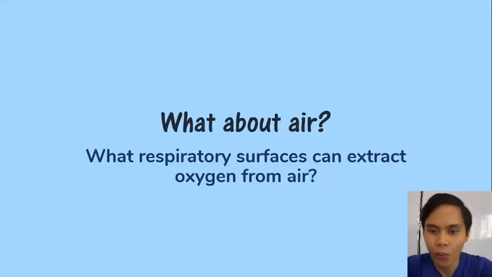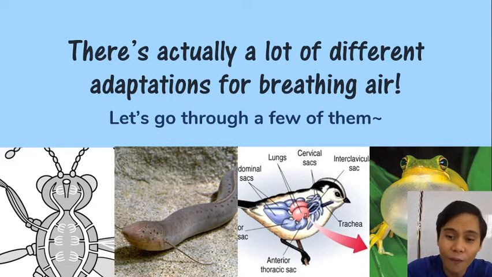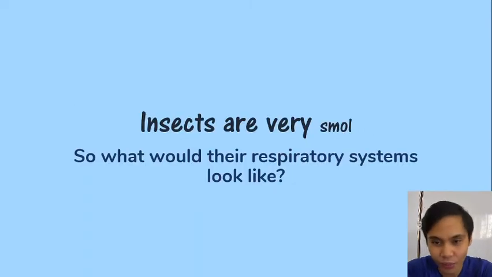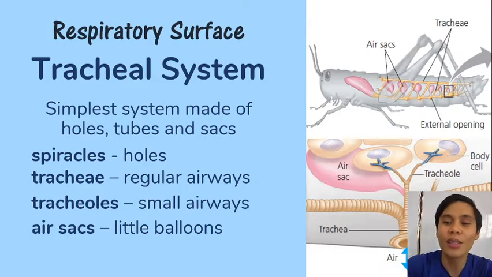Next, what about air? If air is the respiratory media, what respiratory surface can get oxygen from air? We have lots of adaptations for that. We'll discuss a few of them. Here we have insects, a lungfish, a bird, and an amphibian. Let's go through a few of them. Insects are very small, so their respiratory system would look like this. It's a tracheal system.